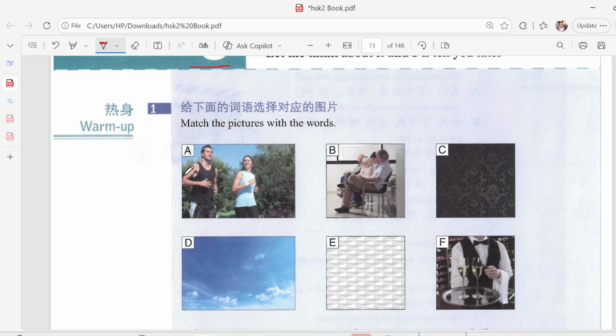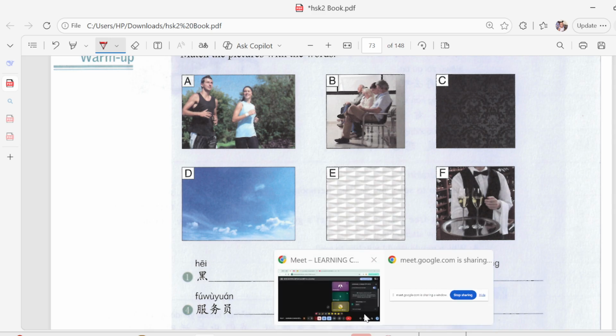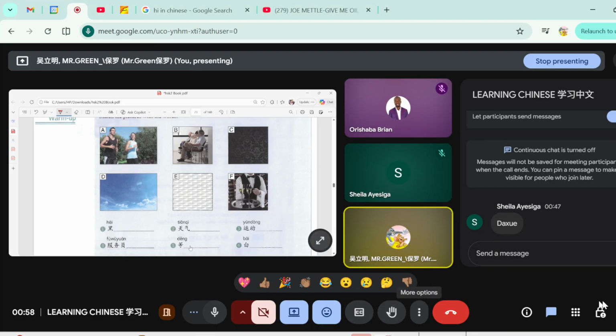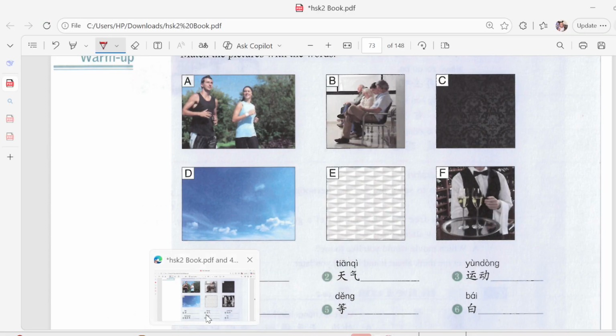Okay, so now here is the matching part. Look at the pictures A, B, C, D, E, F. So now we have 1, 2, 3, 4, 5, 6. We're going to be doing the matching exercise. Yes, I see we are approaching the end of our class tonight. But oh, we still have time. We still have time. So yes, this is the matching. I'm going to be doing it together with you guys.